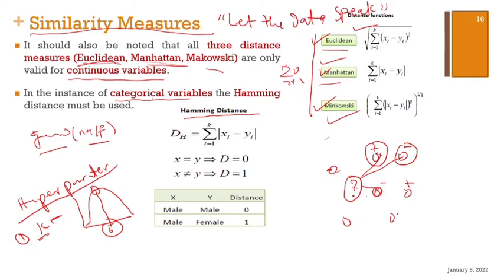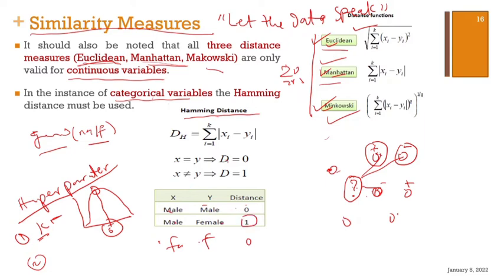Now, the next is the distance measure. So you have to check for Euclidean, check for Manhattan, check for Minkowski. And for the Hamming distance, which is when you have categorical variables, this is how it works. The distance between male and male is going to be 0. The distance between female and female is going to be 0, but male and female is going to be 1. This is how Hamming distance works.